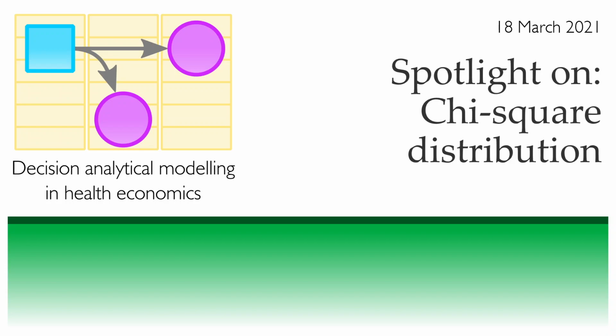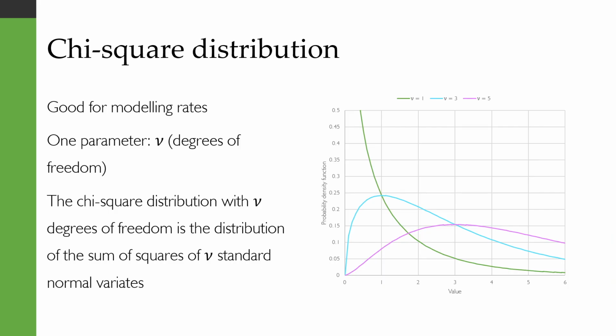Welcome to another video in the Spotlight series where we're looking at distributions you'll quite often use in your probabilistic sensitivity analyses. We're going to be looking at the chi-square distribution in this one, which you don't see very often, but I think can be quite useful.